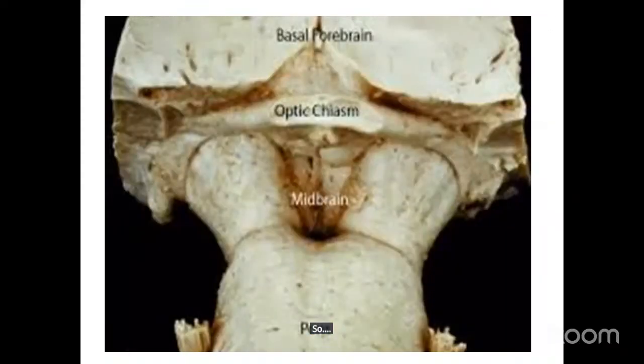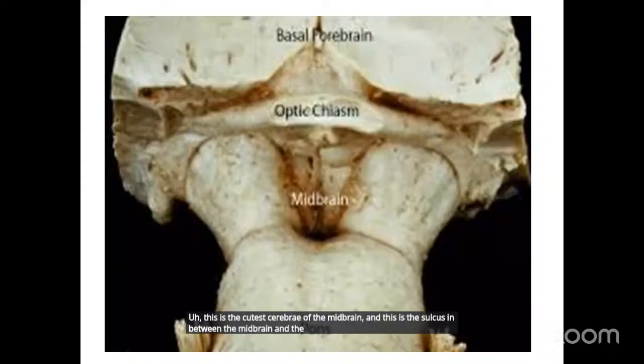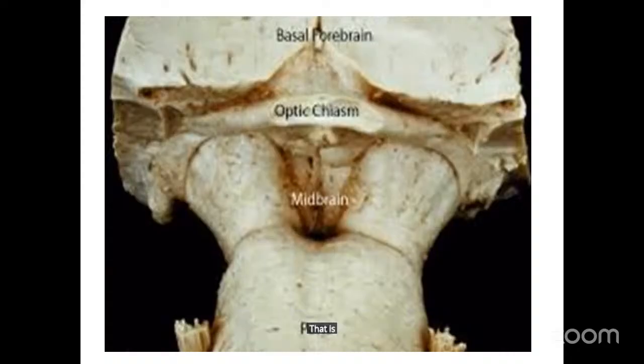This is the midbrain, and the midbrain again has a ventral surface. We can appreciate some very important structures when we see the gross anatomy of the midbrain. This is the crus cerebri of the midbrain, and this is the sulcus in between the midbrain and the pons. Above this is a depression, a very important fossa. Later on, we can see the structures inside it. That is the interpeduncular fossa.